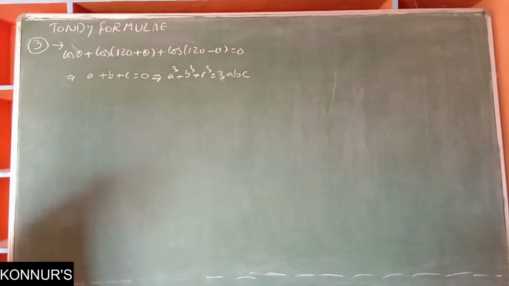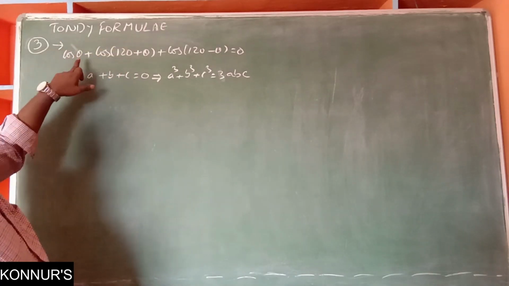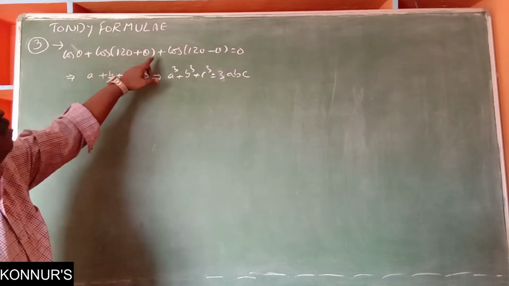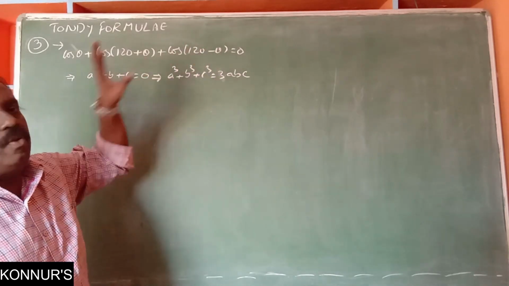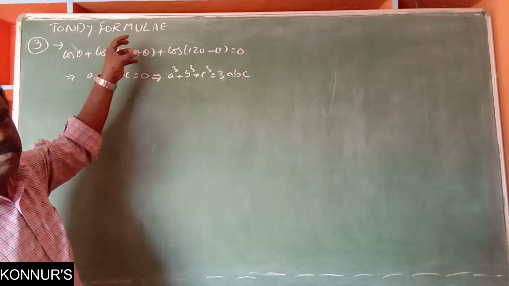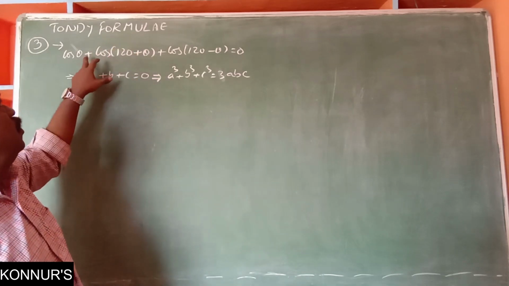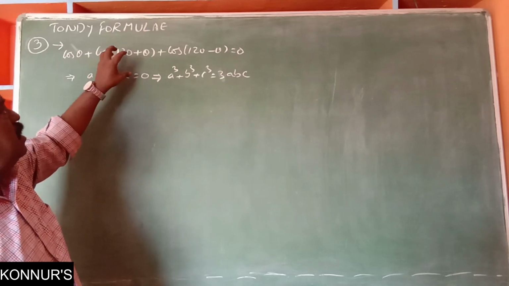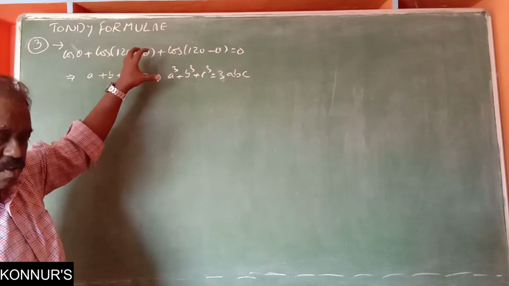We continue the 20 formulas. The third one: cos theta plus cos of 120 plus theta plus cos of 120 minus theta is always 0. It is a problem in the theory, theory means in the concept. The board syllabus, you already know, like these problems we solved. But it is taken as one formula, that is a 20 formula. 20 means a shortcut method.